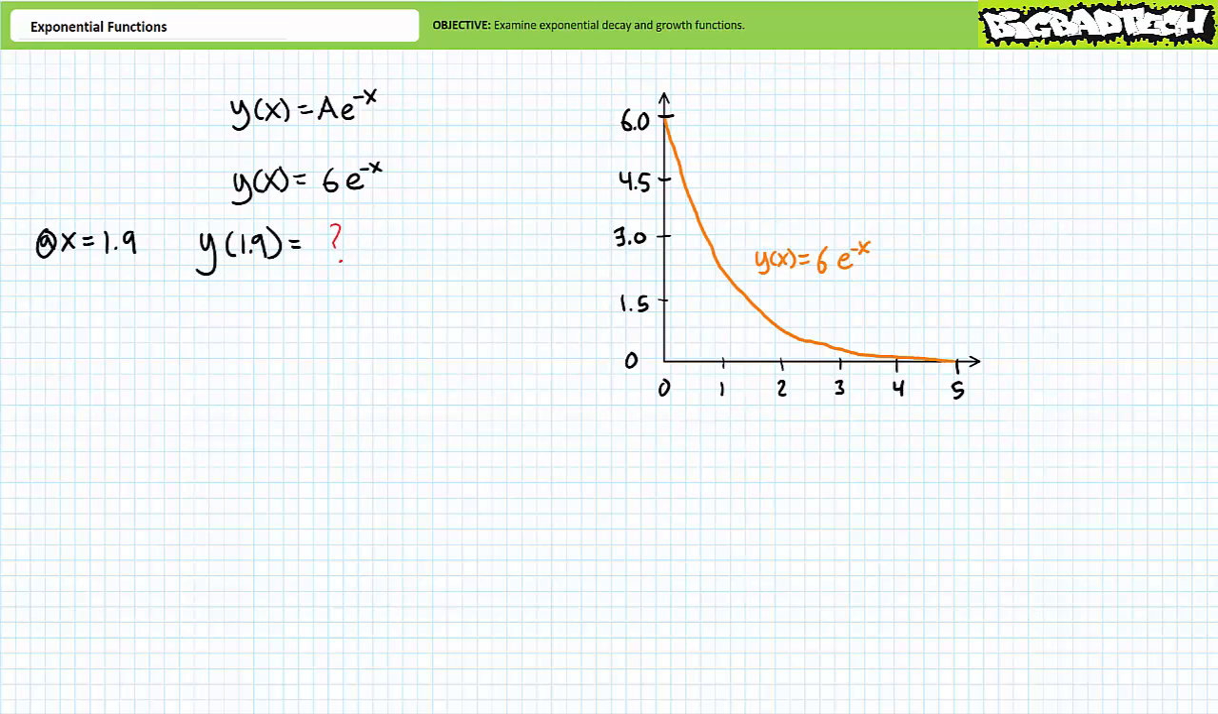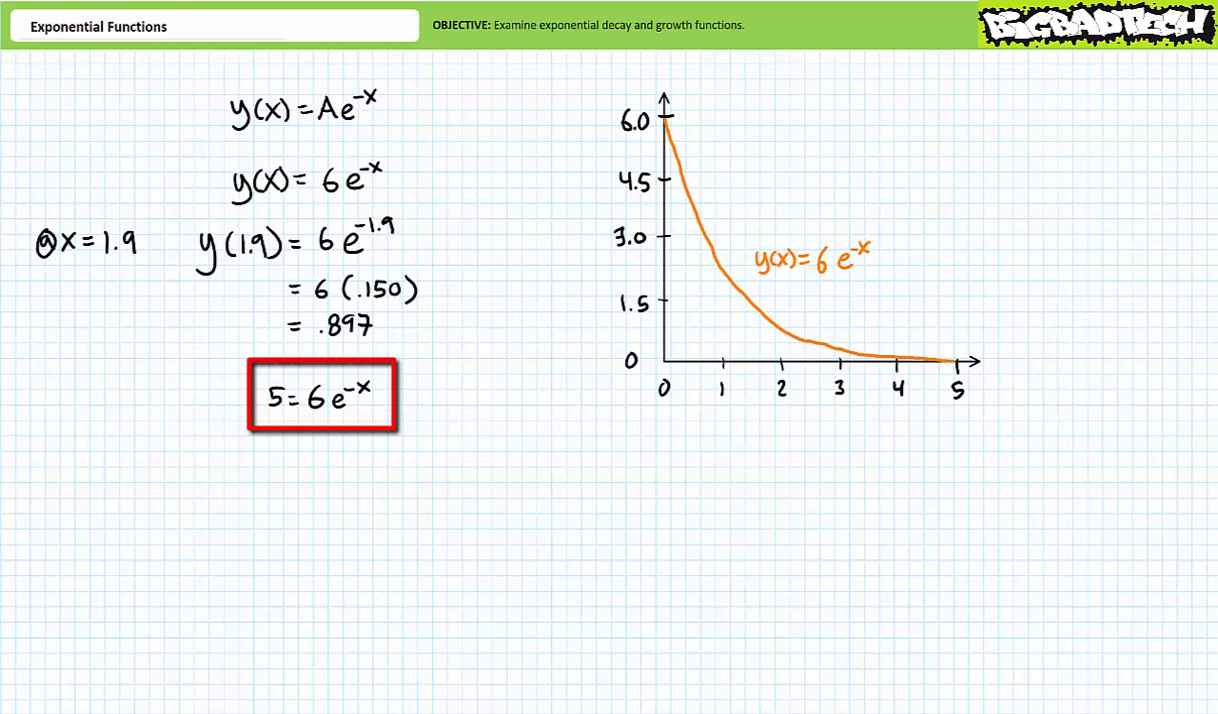Let's say we're being asked to evaluate this function at x equals 1.9. Substitute x equals 1.9 into the expression. E raised to the negative 1.9 is roughly 0.150. 6 times roughly 0.150 is roughly 0.897. Too easy.